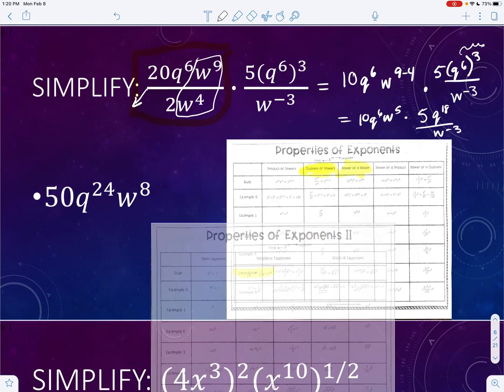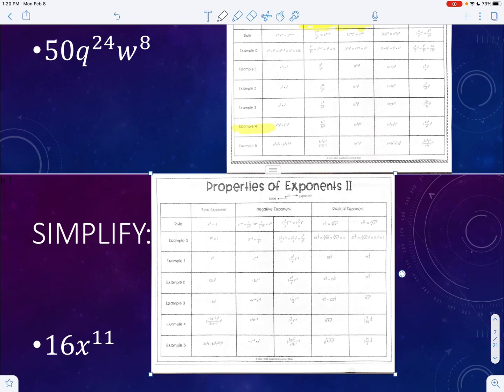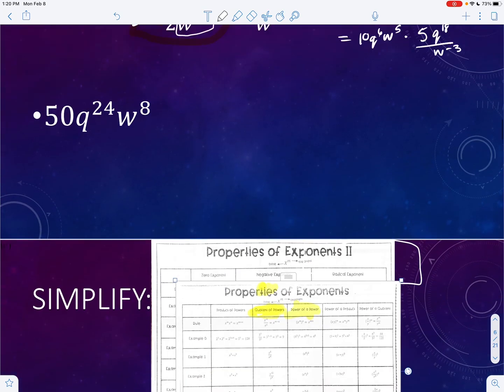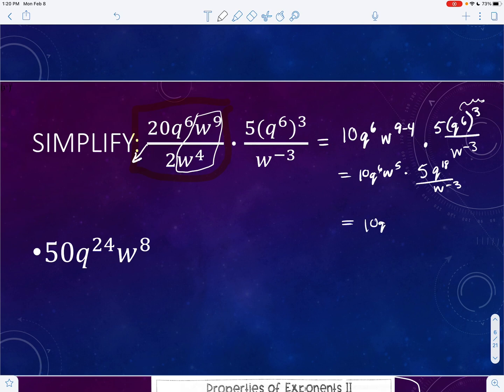But remember, when we're dealing with negatives, if there's a negative exponent in the denominator, we just bring it up top so that it becomes positive. So w to the negative 3 comes up top. So we have 10q to the 6 w to the 5 times 5q to the 18th, and now w cubed. Now we're going to rearrange this so that we have 50q to the 24 w to the 8, and that's by product of powers. There we go.